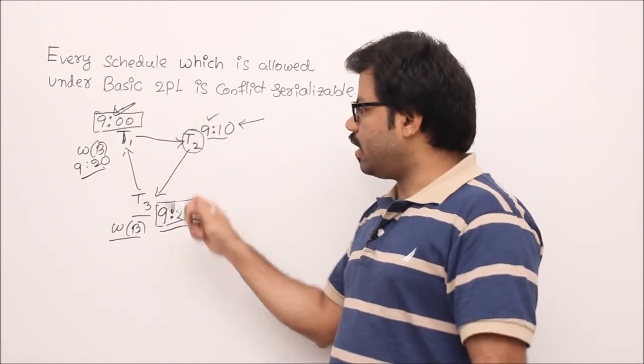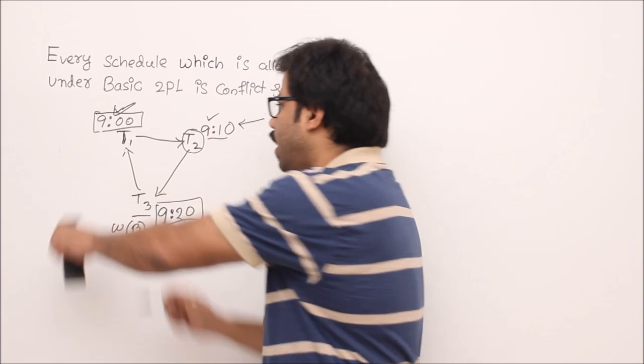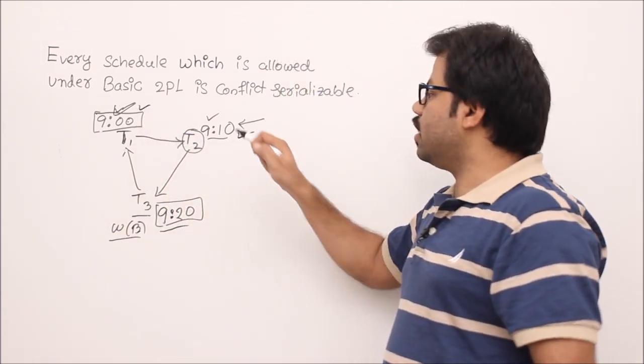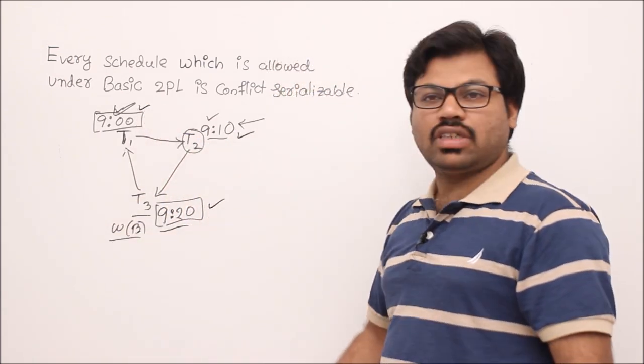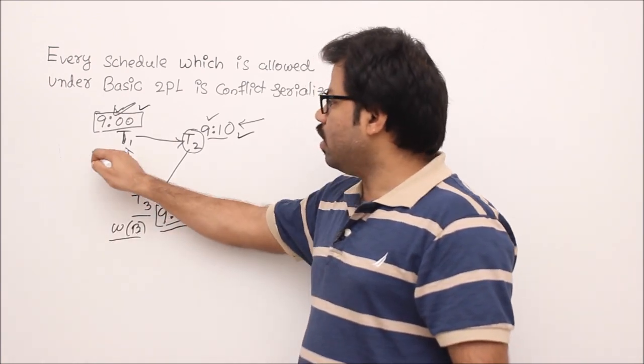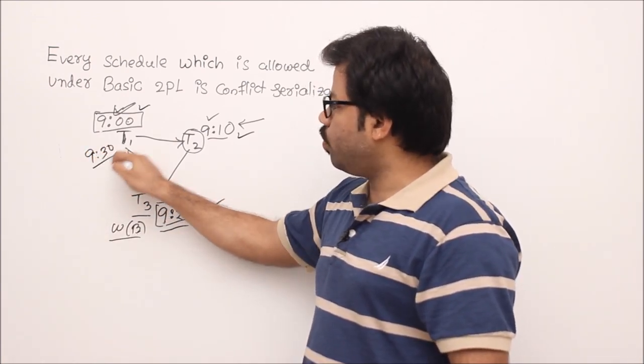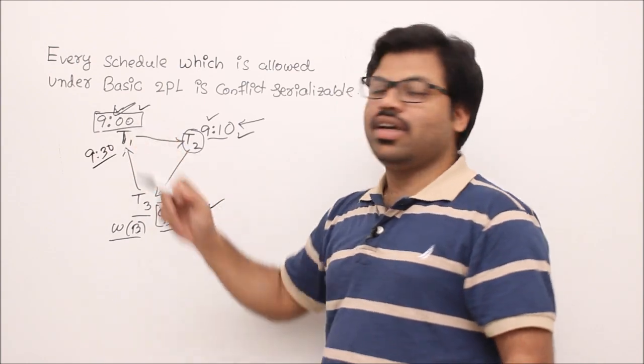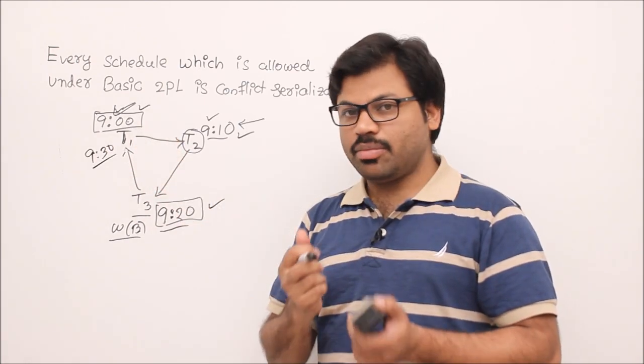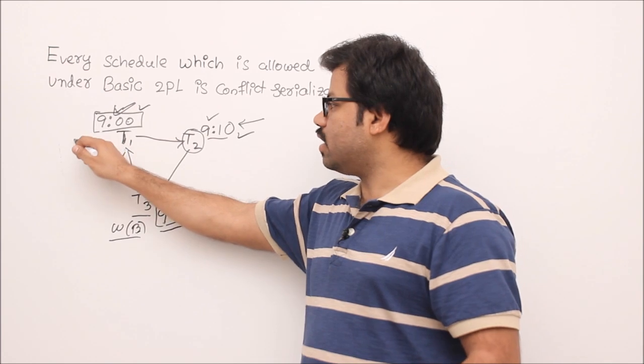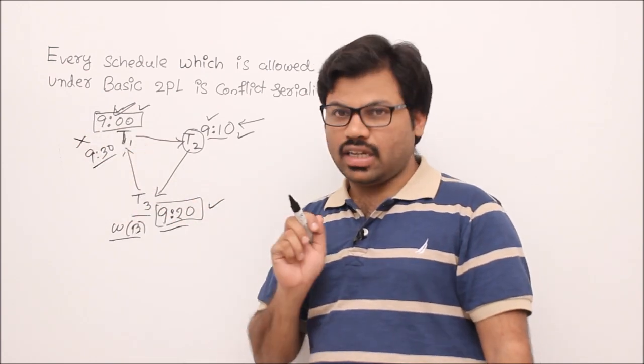So whenever there is a cycle, we can prove that 9 o'clock is the first unlocking, 9:10 is the first unlocking here, 9:20 is the first unlocking. Then with the same concept, here 9:30 should be the first unlocking, but we already know that 9 o'clock is the first unlocking. Then where is the mistake we are making? Why are we getting this contradiction? Because our initial assumption is wrong.